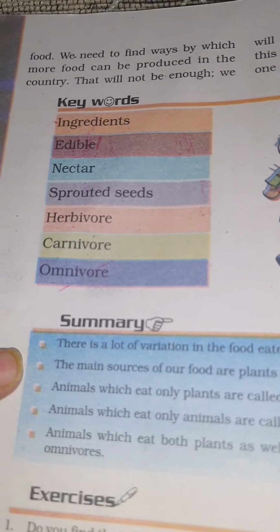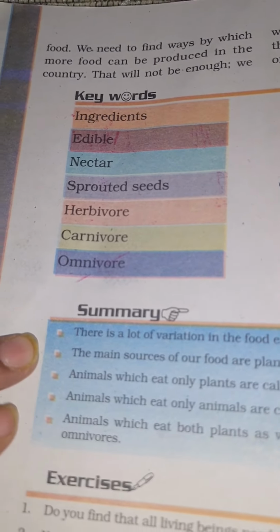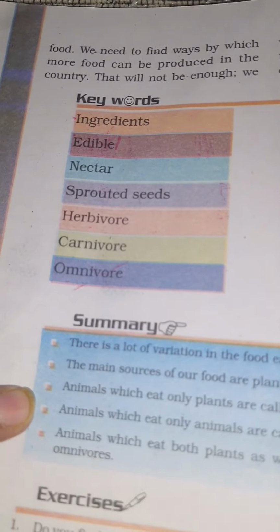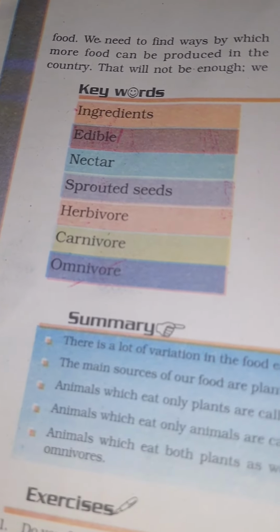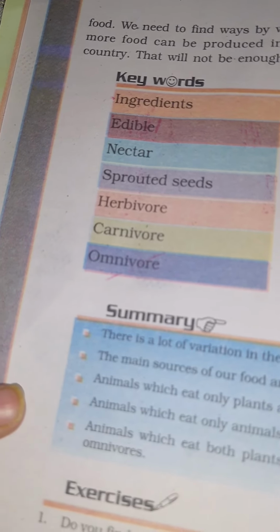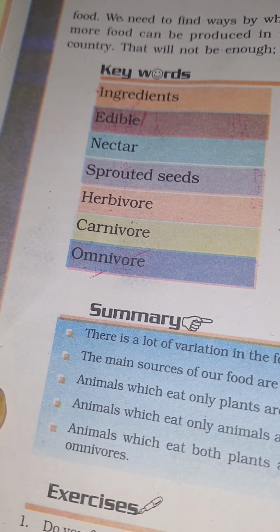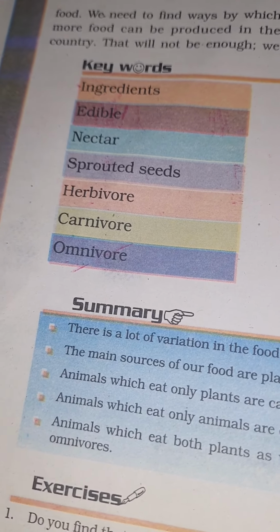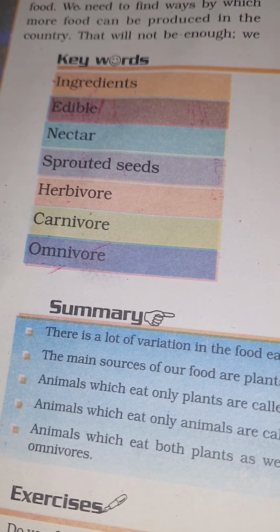There is a lot of variation in the food eaten in the different regions of India. So I want to precisely tell you the lesson which I have taught you. The main sources of food we discussed. Then animals which eat only plants are called herbivores. Just now I discussed what are herbivores, omnivores, carnivores, and this is the end of the lesson.